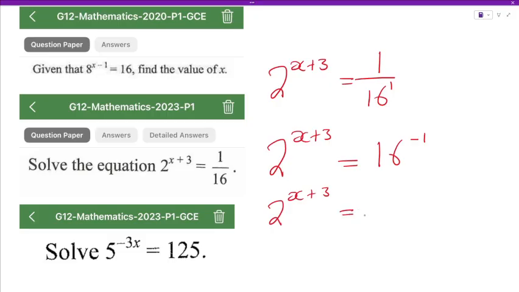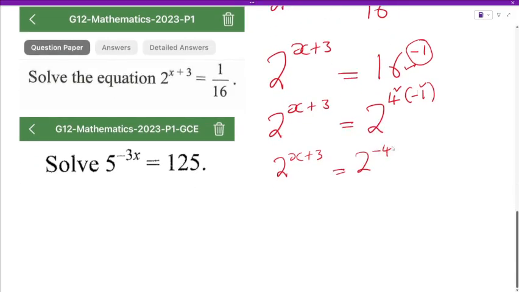The smallest is 2. So that's your smallest base there again. So how many times can you multiply this 2 by itself to give you a 16? We already determined in the previous question that it is a 4. But remember, there's already a power there, negative 1. So you need to put it in brackets and then simplify. So 2 to the power x plus 3 will be equal to 2 to the power negative 4, because 4 times negative 1 is negative 4.